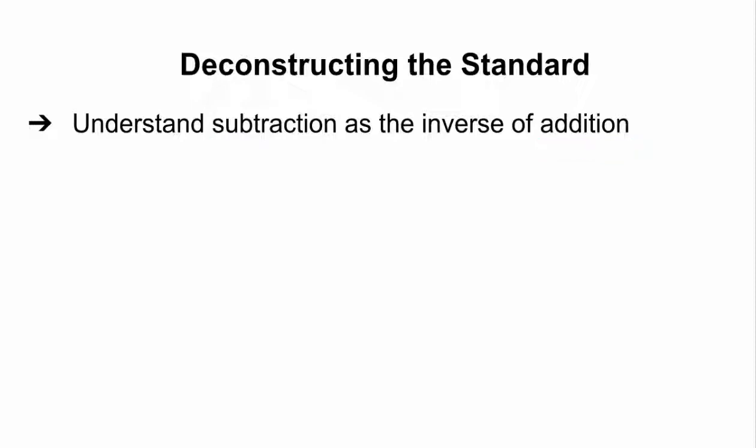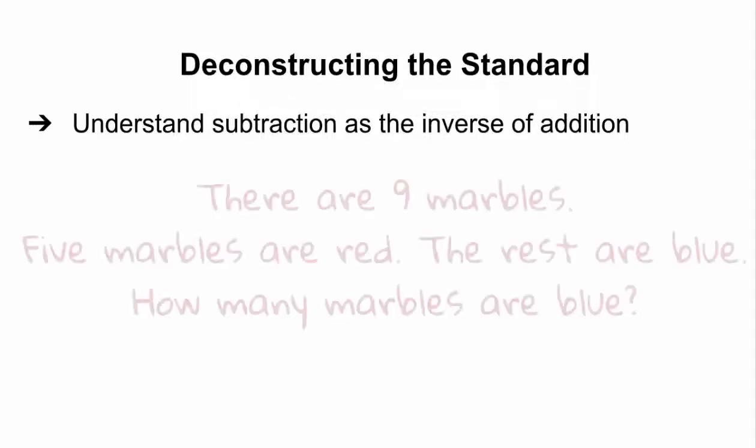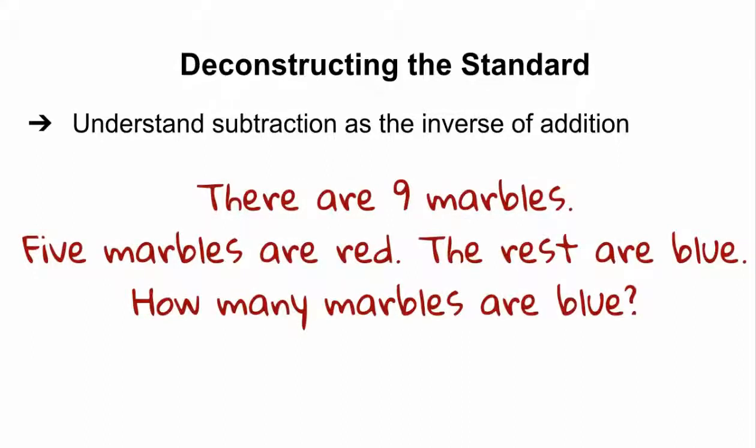Too often, students think of these two operations separately and in isolation, and believe it or not, the most common reason is because teachers often treat addition and subtraction as separate and unrelated. For example, let's take a look at this word problem. There are 9 marbles. 5 marbles are red. The rest are blue. How many marbles are blue?